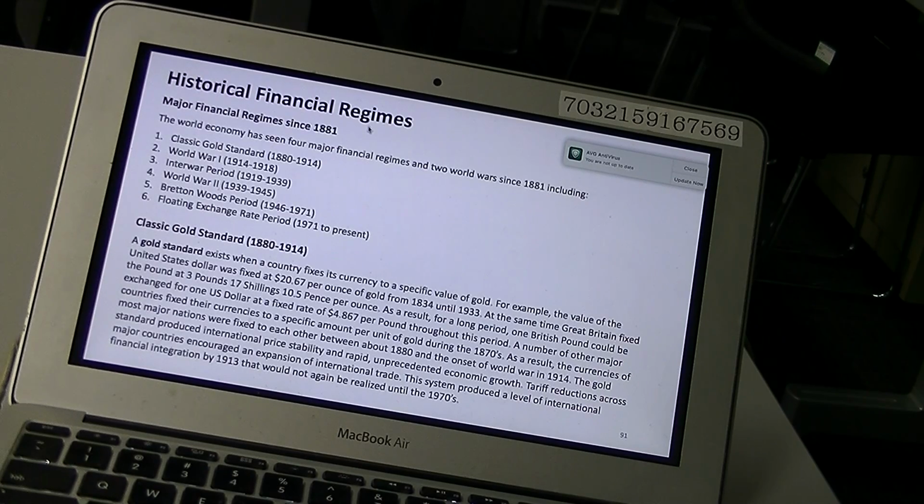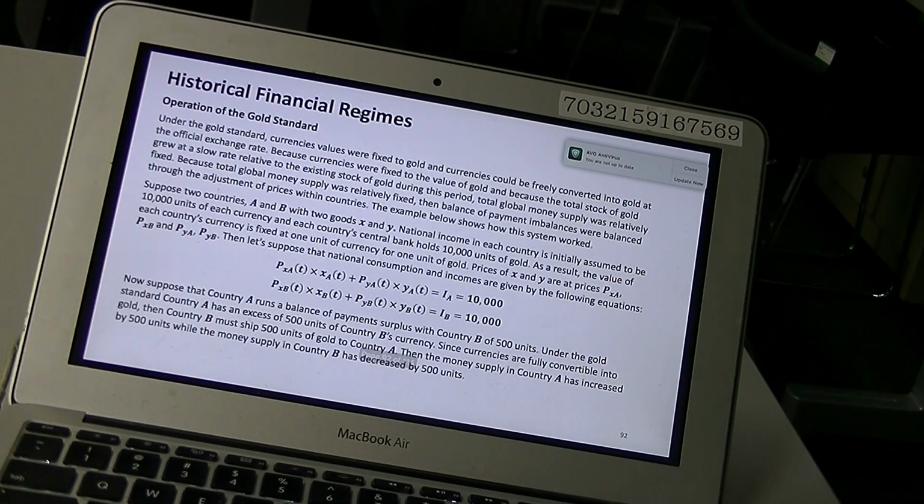And as I said, there was a level of international trade and financial integration. Financial integration is connected to that, as we talked about. Current capital flow is also connected to that. Remember, we've talked about how your net trade balance affects capital flows. So that produced a level of financial integration in 1913 that was not realized until the 1970s.